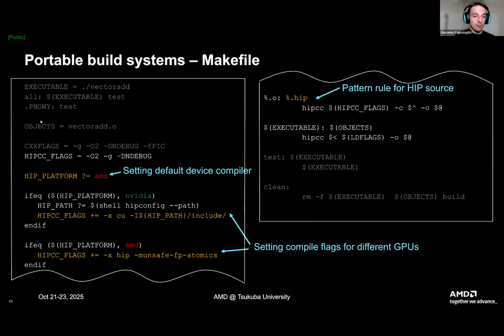But in this case, I'm showing you a makefile where we are defining this variable HIP_PLATFORM that's defaulted to AMD. And if that's set to NVIDIA, you see we're going to set the compiler flags so that the compiler knows it's going to be CUDA with this -x. We still have to supply the include path for ROCm. And if it's AMD, then we do the -x hip.